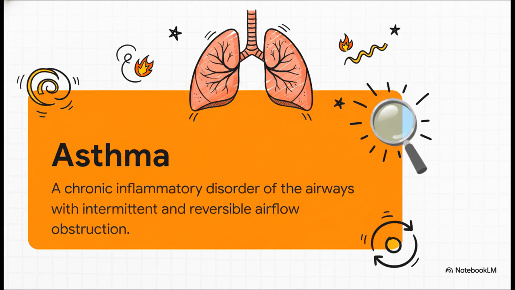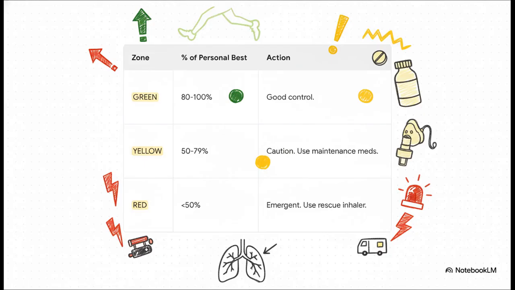But what are the key words you really need to latch on to? For me, it's chronic, inflammatory, and the most important one, reversible. That reversibility is key to what makes asthma, asthma. You can pretty much guarantee you'll get questions on this.